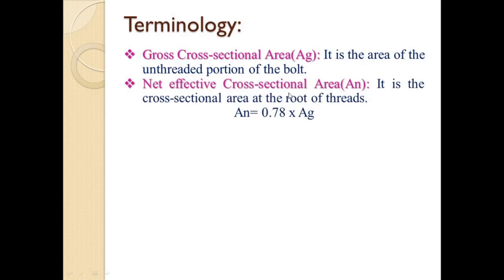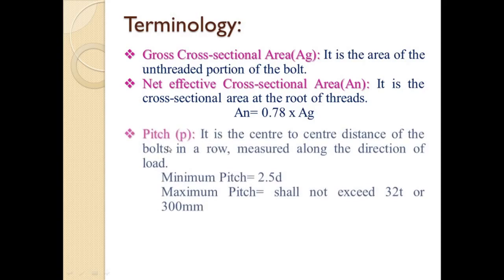Next is the net effective cross sectional area, that is AN. Gross cross sectional area is represented by AG and net effective cross sectional area is represented by AN. It is the cross sectional area at the root of threads, and it is calculated by multiplying 0.78 with the gross cross sectional area. Therefore AN, that is net cross sectional area, is equal to 0.78 multiplied by gross cross sectional area.